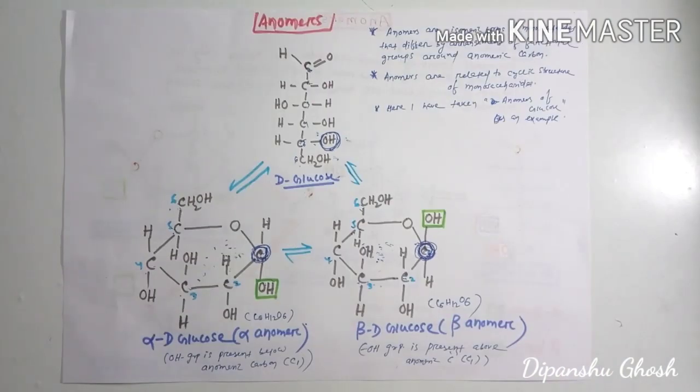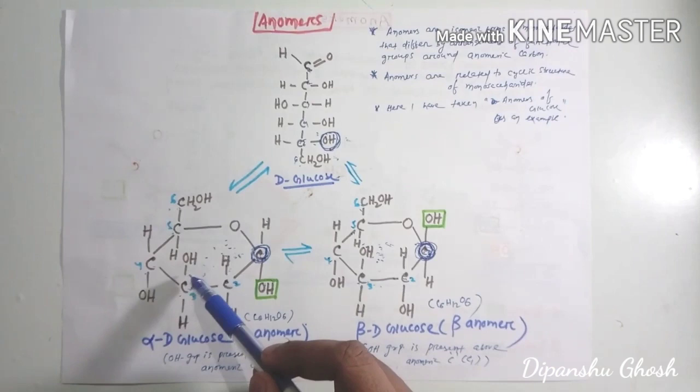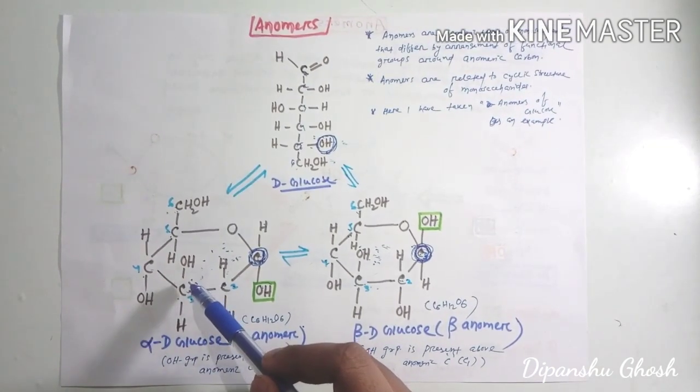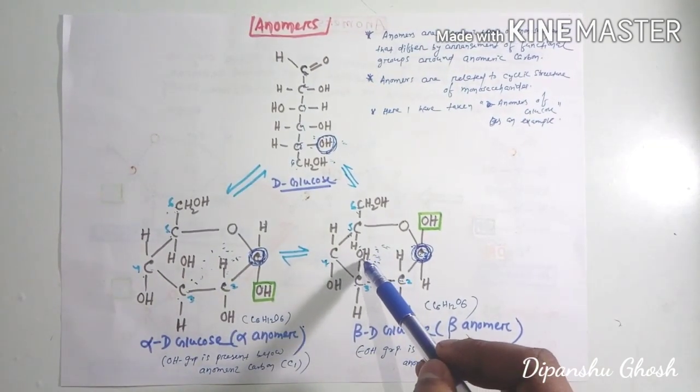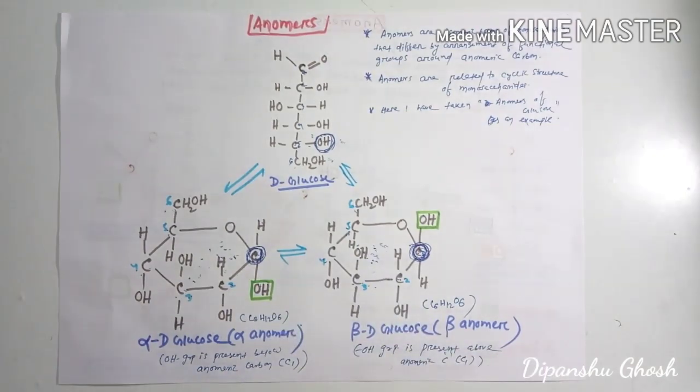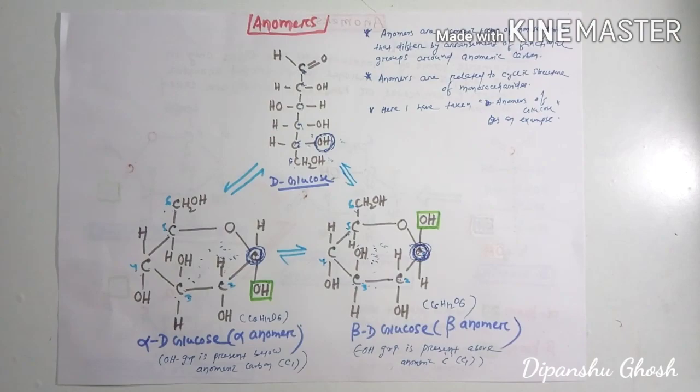As we have taken the example of glucose here, this form will be called your alpha D glucose and this form will be called beta D glucose, and this is how we can draw different anomeric structures of different types of monosaccharides.